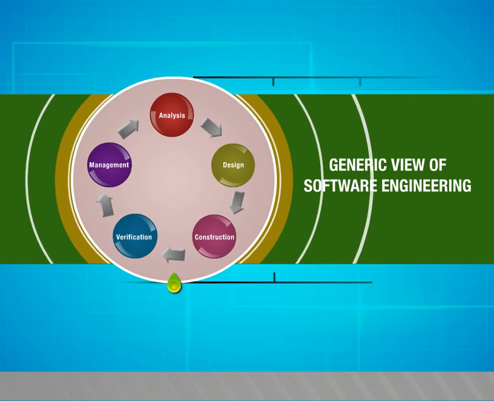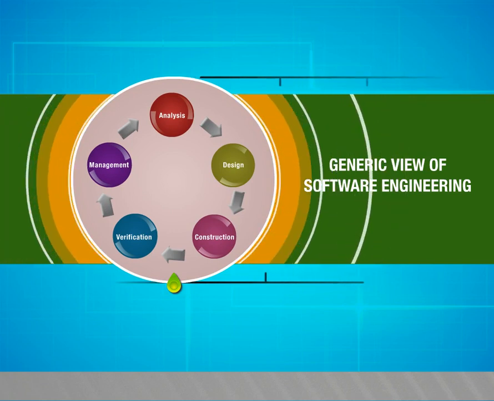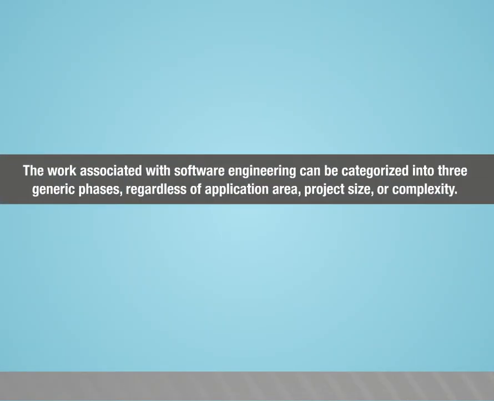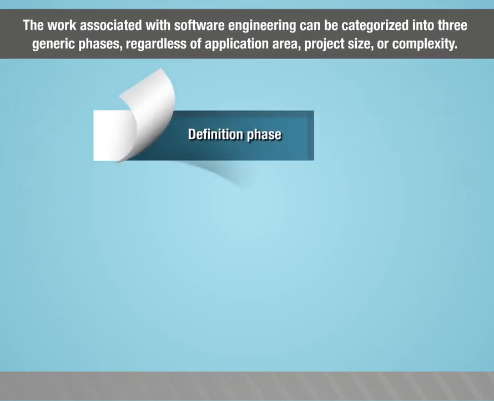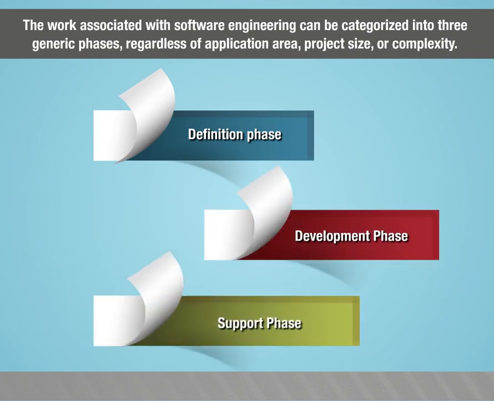Generic view of software engineering. In this video, we are going to see about generic view of software engineering. The work associated with software engineering can be categorized into 3 generic phases, regardless of application area, project size, or complexity: definition phase, development phase, support phase.